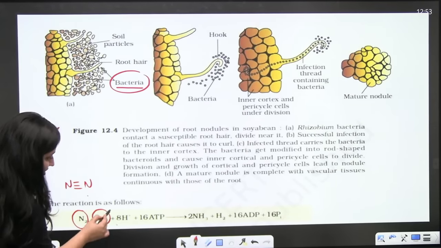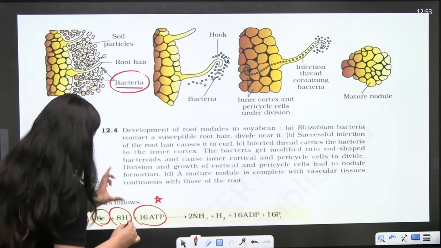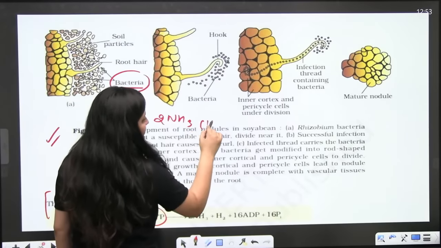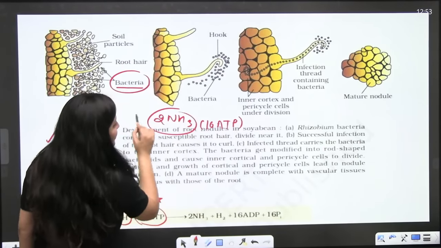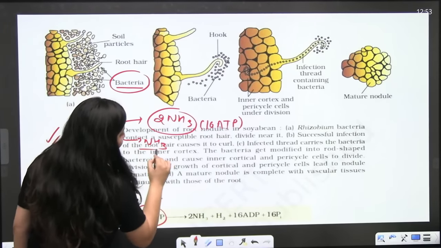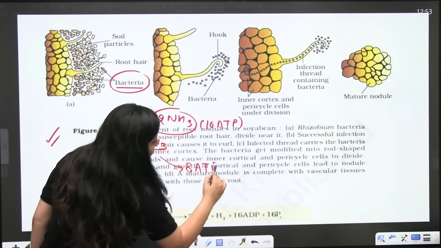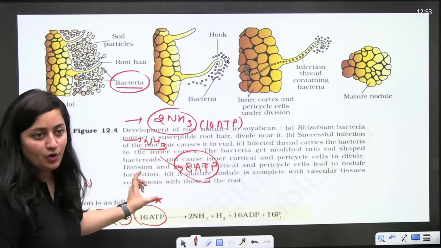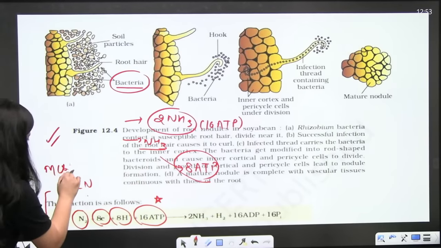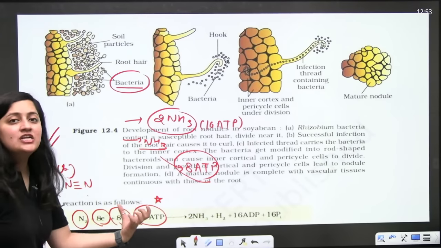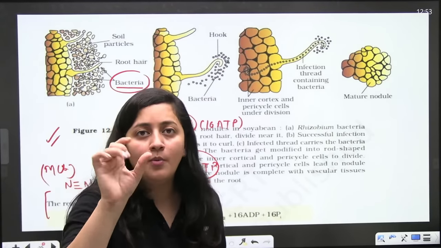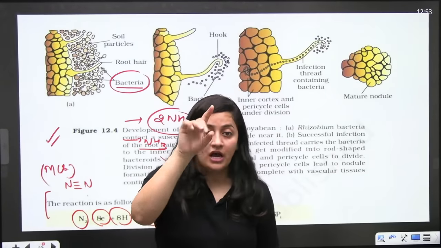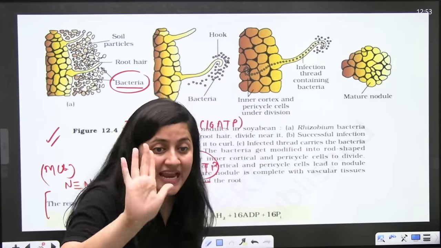So, 8 electrons, 8 protons and 16 ATPs are used. Remember one thing: when we are making 2 ammonia, then 16 ATPs are used. But if in the paper only a single ammonia is mentioned, always remember 8 ATP will be used. Don't get confused here. Focus on this reaction properly, as it is important for your question. When N2 forms 2 NH3, 16 ATP are used. But if they mention only 1 ammonia, then for 1 ammonia formation, 8 ATP will be used.